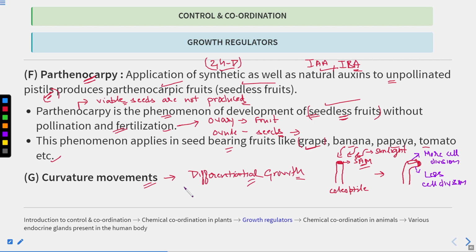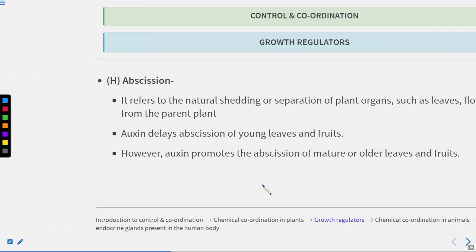The plants cannot move, they are still, but the parts of the plant can move. So this phenomenon is also known as phototropism. Okay, so movement of the plant part in response to light is known as phototropism. Photo means light, tropism means movement.